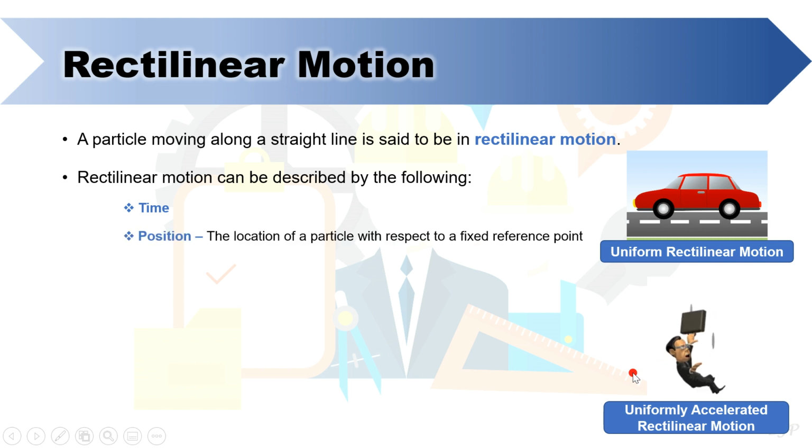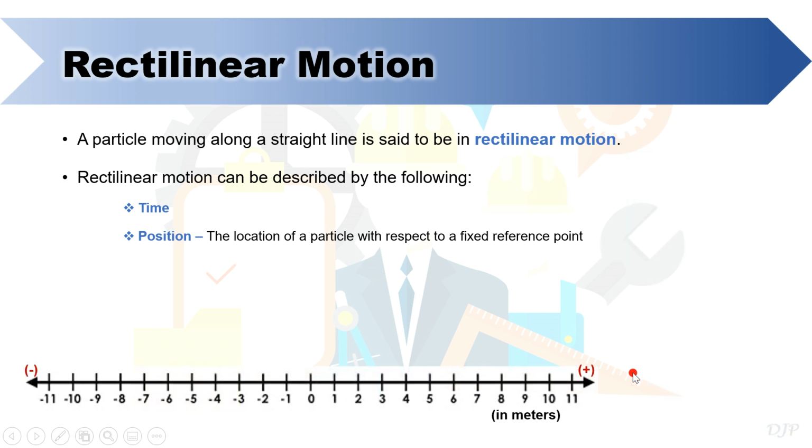Next is position, which is used to locate a particle from a reference point. Always remember that position is a vector quantity. Therefore, it is defined by both magnitude and direction. To visualize, let's consider the straight path expressed in meters, and then let's denote a point at 0 meter as our reference. Anyway, setting the reference is based on your preference.